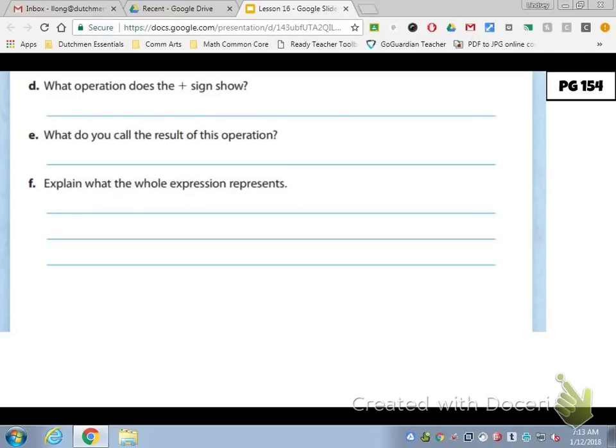D says, what operation does the plus sign show? Well, obviously that's addition. E, what do you call the result of this operation? The answer to an addition problem is called the sum.